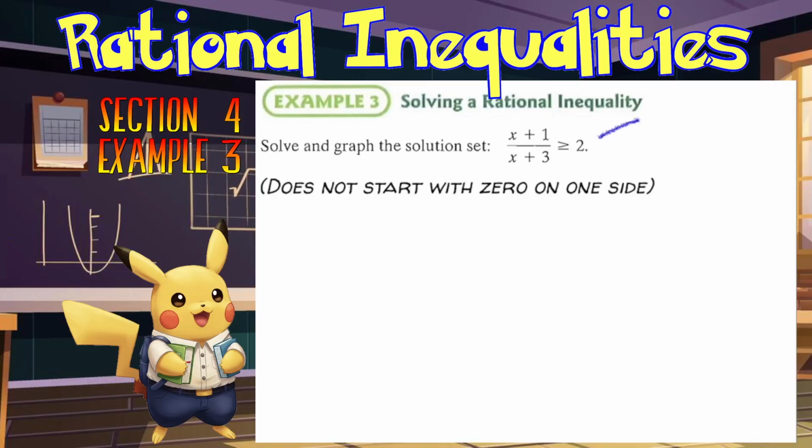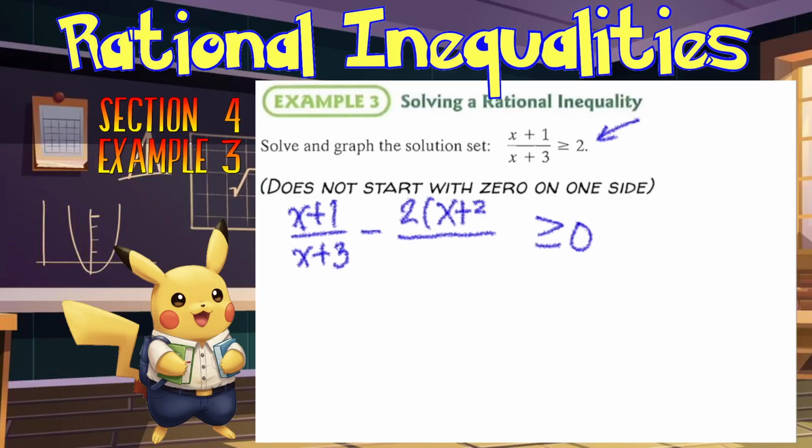Here we don't have 0 on one side already, and that is a key piece of doing this successfully. So I'm going to have to get 2 onto the left, and I will also get a common denominator. So I have x plus 1 over x plus 3. I'm going to subtract that 2 over, greater than or equal to 0, and I will find the common denominator, and I will multiply on top and bottom by x plus 3. There are implied parentheses always around the numerator and denominator. We don't always need to write them.